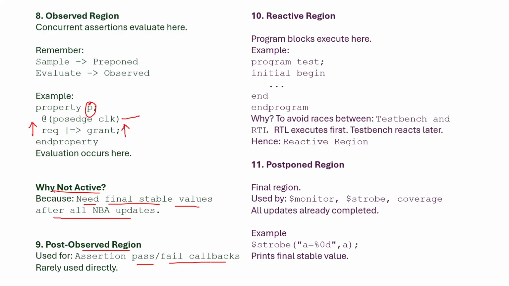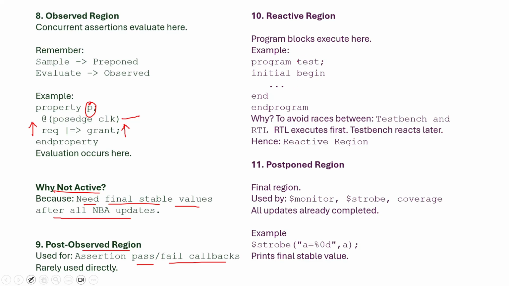This programming block is executed in the reactive region. In this reactive region, all the active regions, NBA regions, observed regions, all the regions are executed first. Then it goes to this reactive region. Then whatever piece of code you are writing in the programming block will be executed. So it avoids the race conditions and executes in a smooth way. To avoid the race condition between the test bench and RTL, we are executing the different signals in the active region, right?